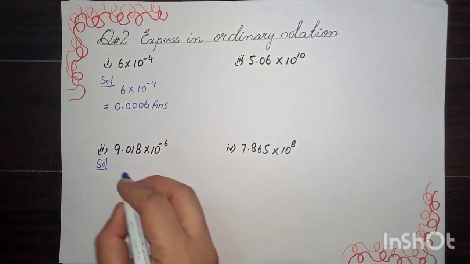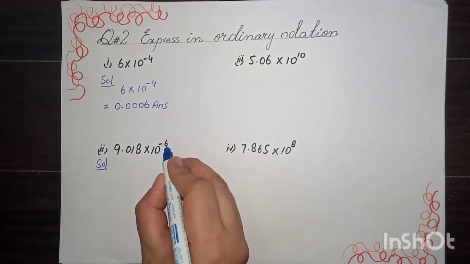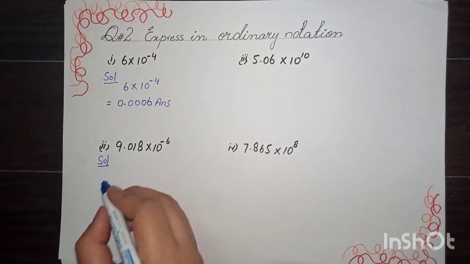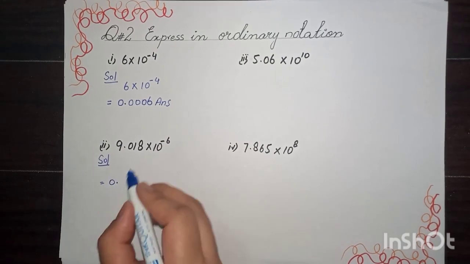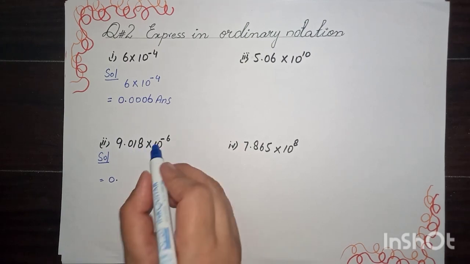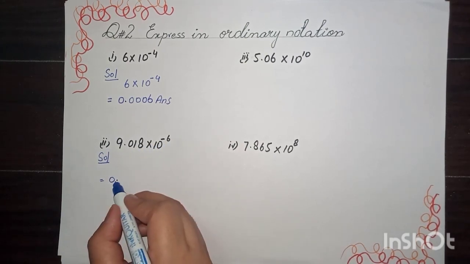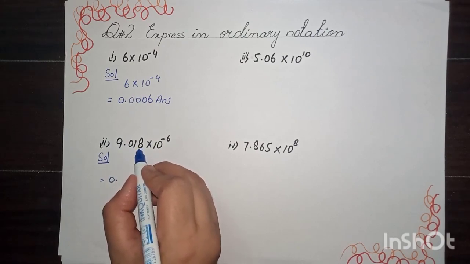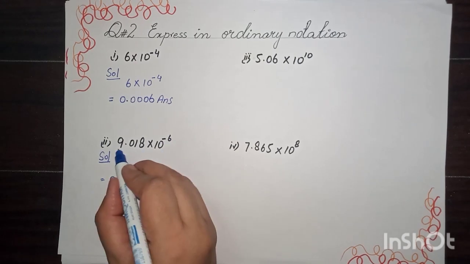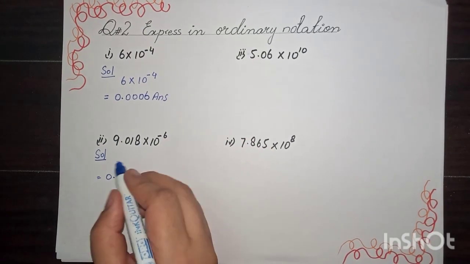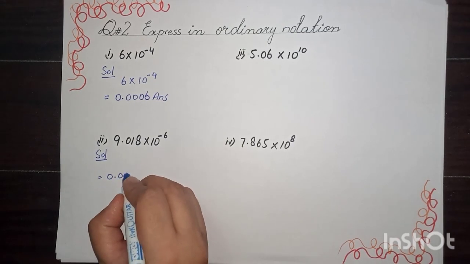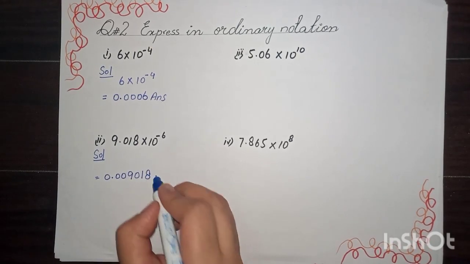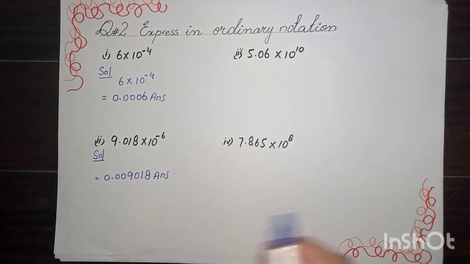My next number is again minus 6. First of all, look at this number. This is minus 6. It means the decimal point will be placed first, then after this these numbers. So there are 6 numbers after the decimal point. 4 numbers are there, 1, 2, 3, 4. Remaining will be, these are 6. So 2 numbers will be remaining. So I will write 0, 0, 9, 0, 1, 8. So this is my answer.